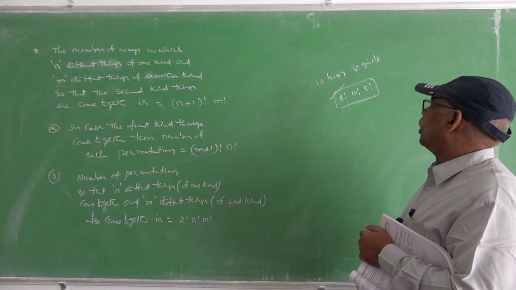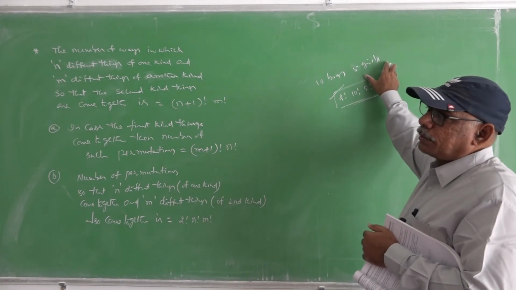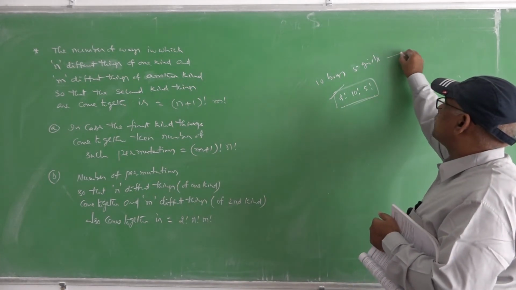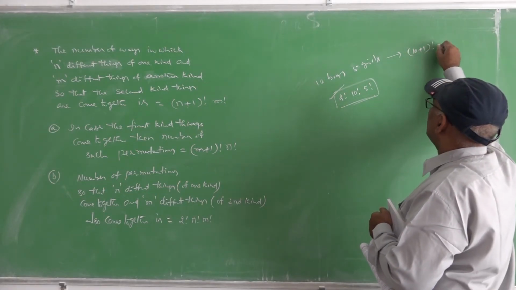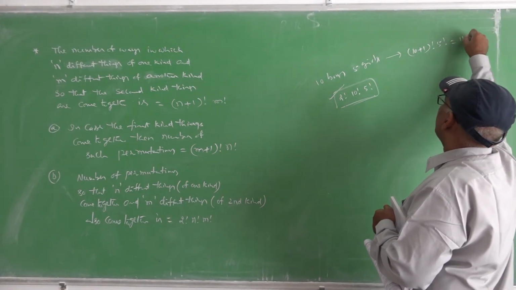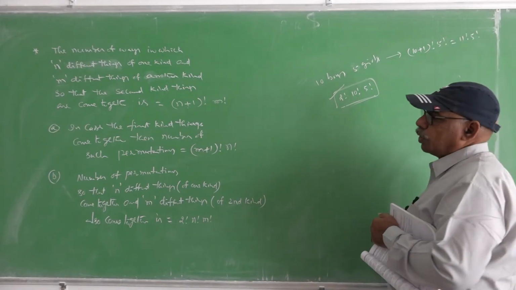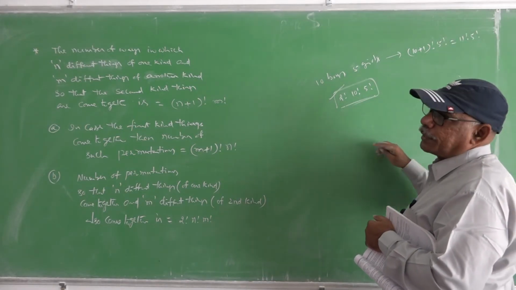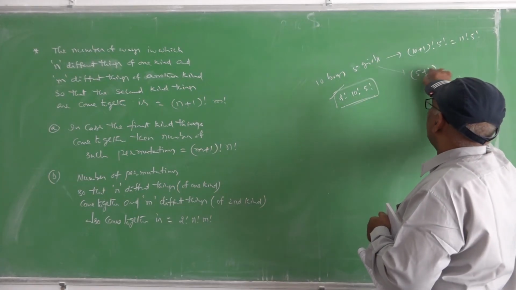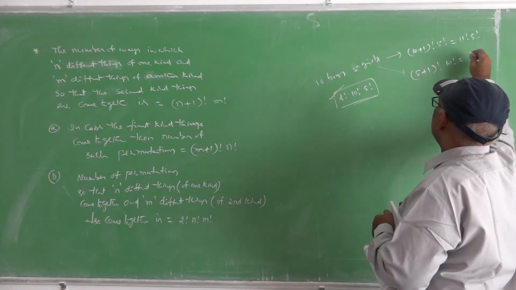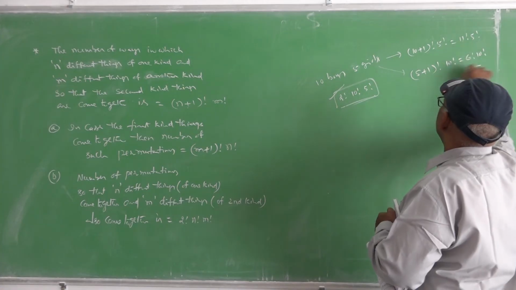Whereas the arrangements in which only girls come together: that is 10 plus 1 factorial into 5 factorial, that is 11 factorial into 5 factorial. Only boys come together: that can be done in 5 plus 1 factorial into 10 factorial, that is 6 factorial into 10 factorial.